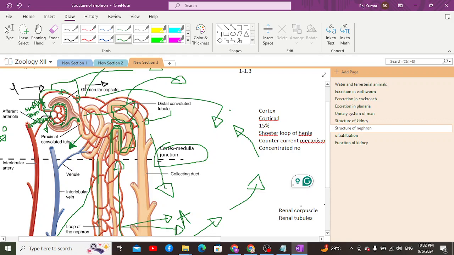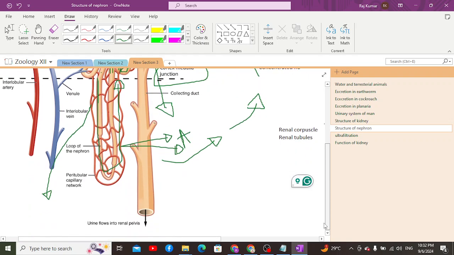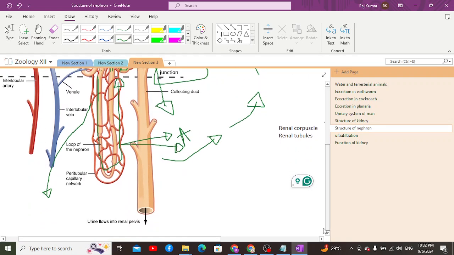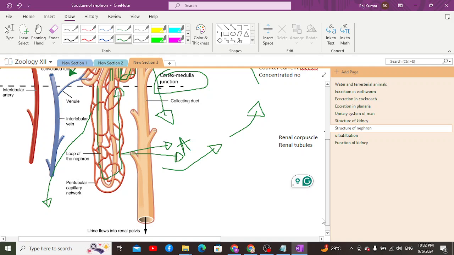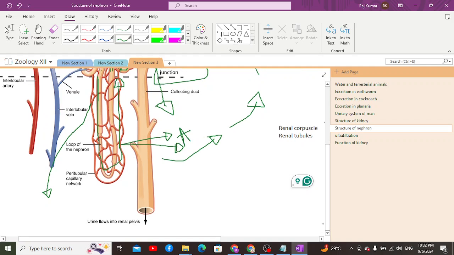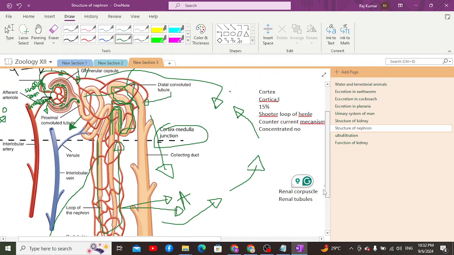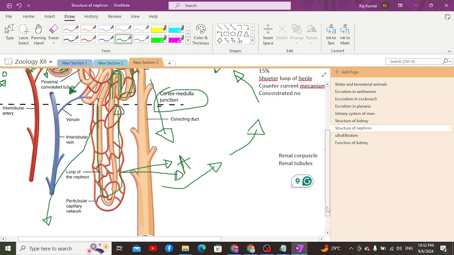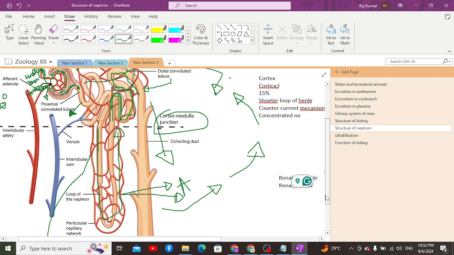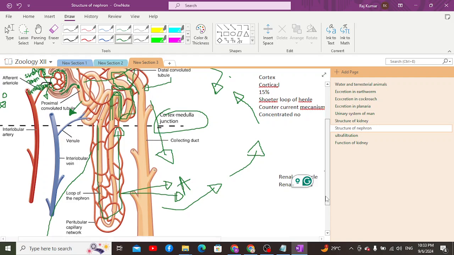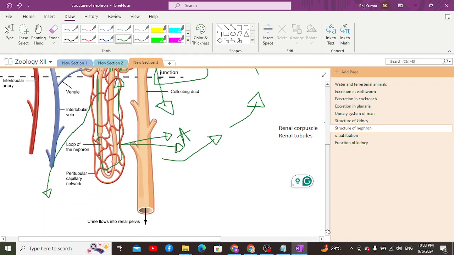One more thing that I wanted to highlight over here is that vasa recta is parallel. Vasa recta is found in the medullary region, due to which it is on the posterior side. These are vertical. The vasa recta are present posteriorly, on the back side, and they are connected to the veins of the medullary region.